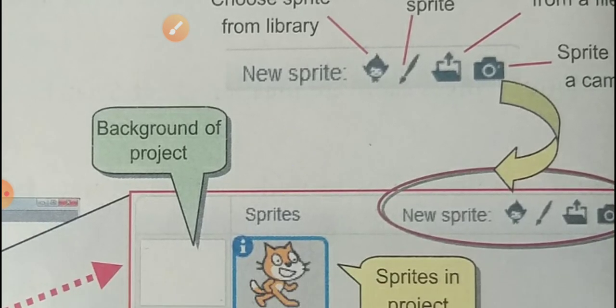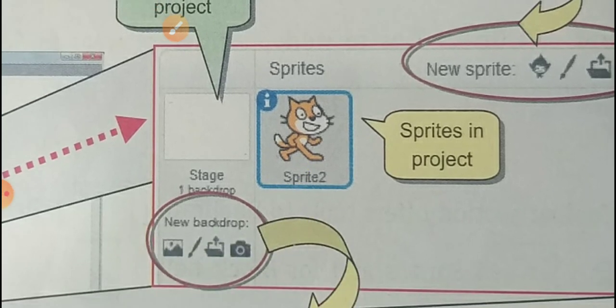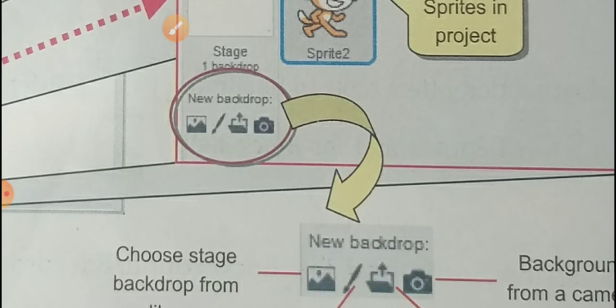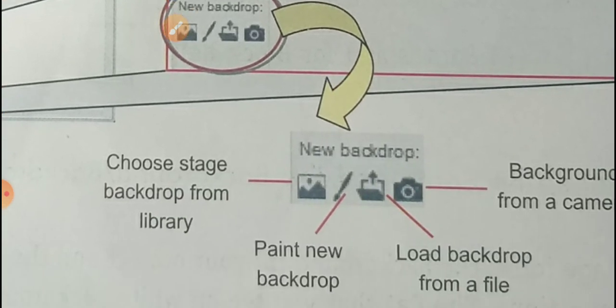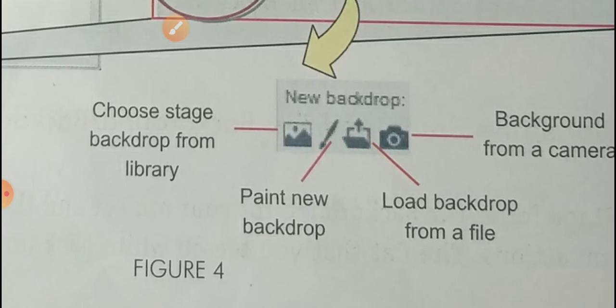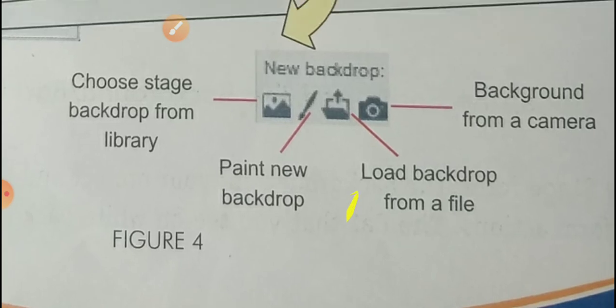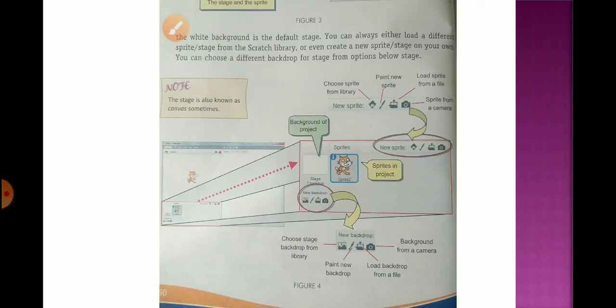As well as the background also can be changed. Okay, so by clicking the stage, it shows you the same options, that is choose stage background from library, paint a new background, or load a backdrop from your file, or background from your camera. So you can change the sprite as well as the background, but the default sprite is cat. The default stage is white background.